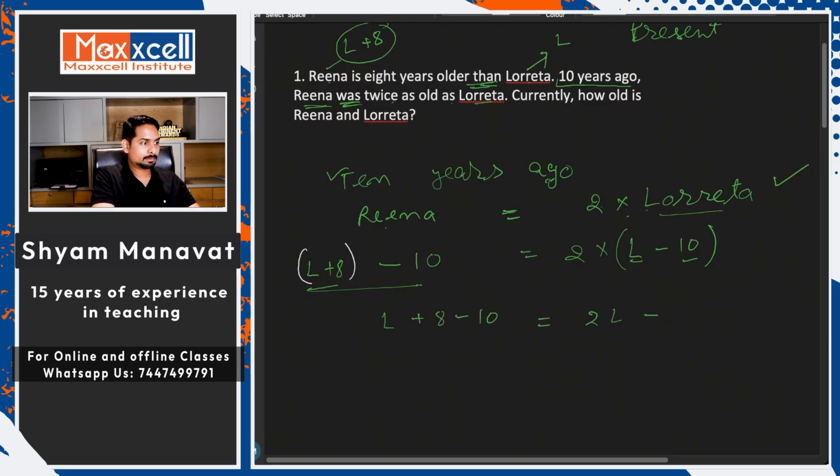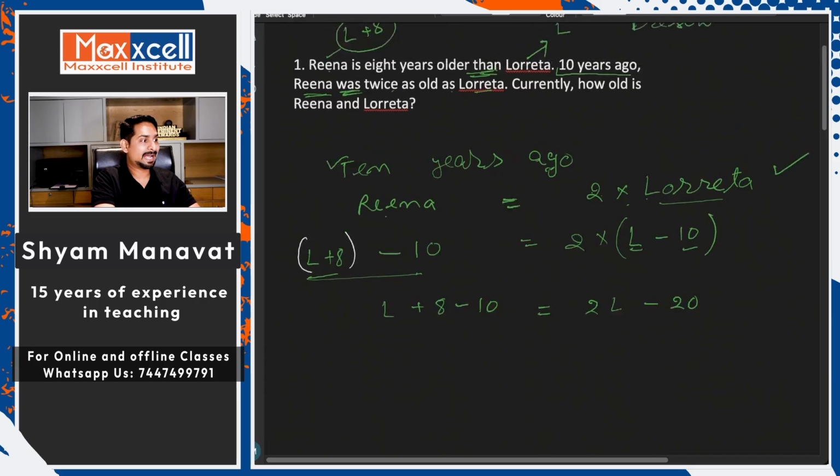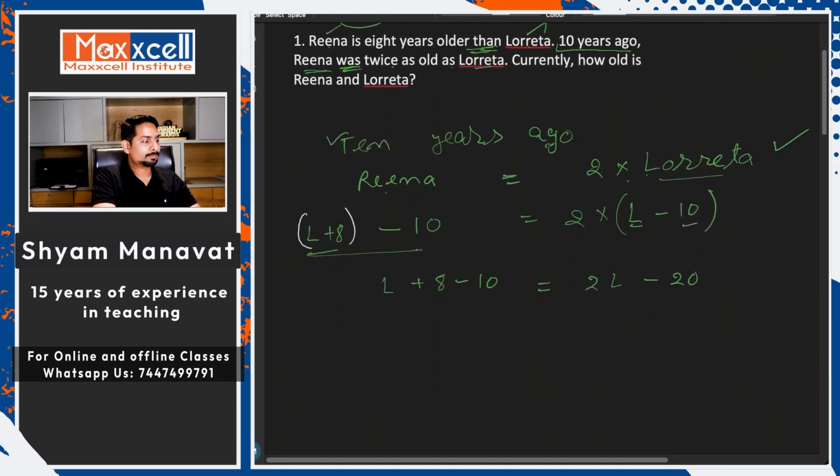All right. And you can see that you have got one variable and one equation. So you can directly get the value of L, which is age of Loretta at present. So you can say, shift the smaller one, 2L minus L is L, 20 here, 8 minus 10 is minus 2 and minus 20 will become plus 20. Did you understand? 8 minus 10 is minus 2 and minus 20 will go this side, become plus 20. So Loretta's present age is 20 minus 2, which is 18 years.